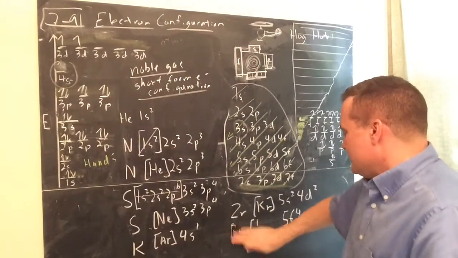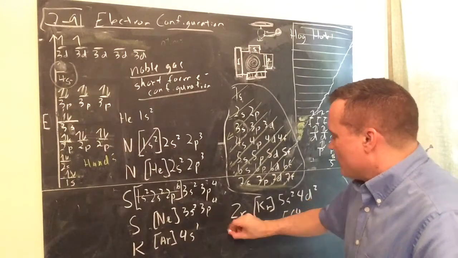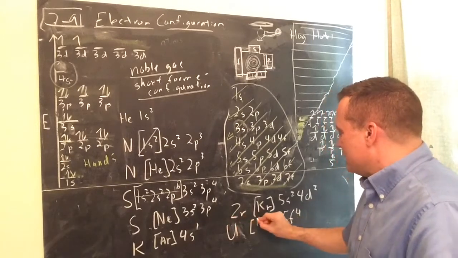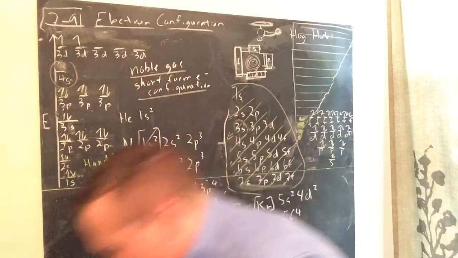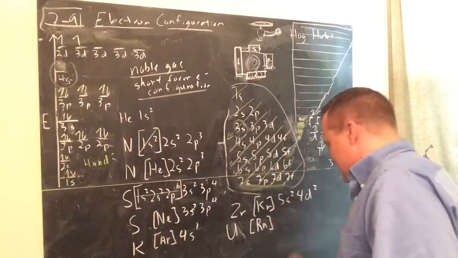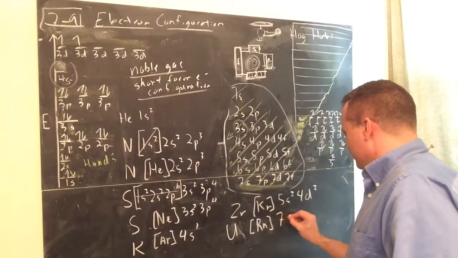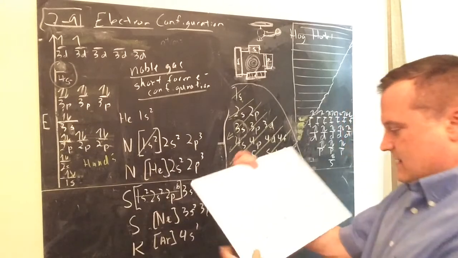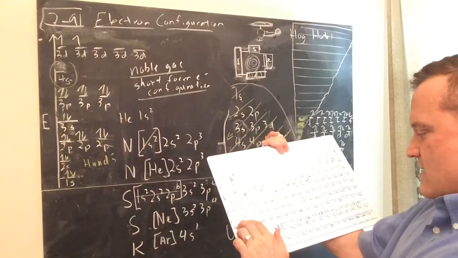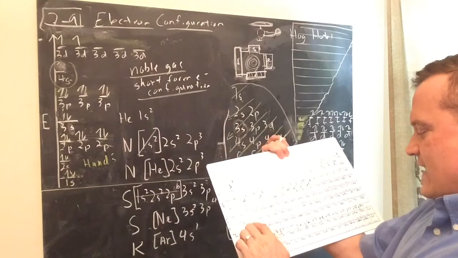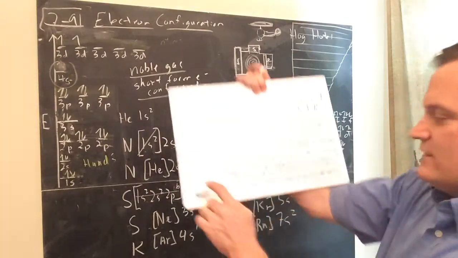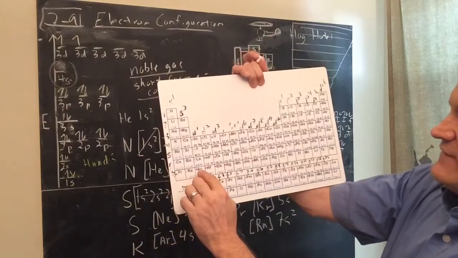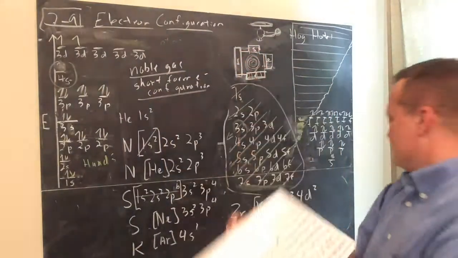Oh, I'm sorry. Uranium is radon, then you add to it, I'm going to run out of space, and this is the last one, 7s2, and then 5f, 1, 2, 3, 4. 7s2, 5f4.